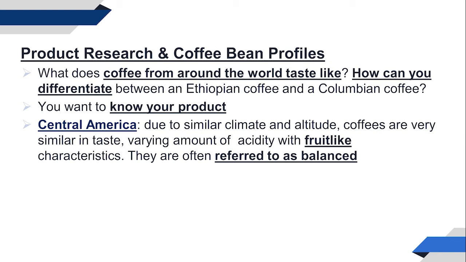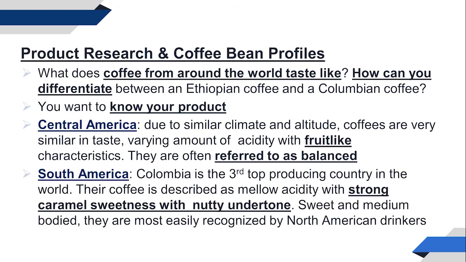So it's good for you, a potential coffee trader on a large scale, to know what you're selling, because your audience will demand certain things from you, and you need to know. You need to know that so you can talk positively. You will be able to talk in an educated way on all of this. Now, South America, in Colombia, they're the third top producing country in the world. Their coffee is described as having a mellow acidity and a little caramel sweetness, sometimes with a nutty undertone. So it gives you all of those hints when you're drinking it.